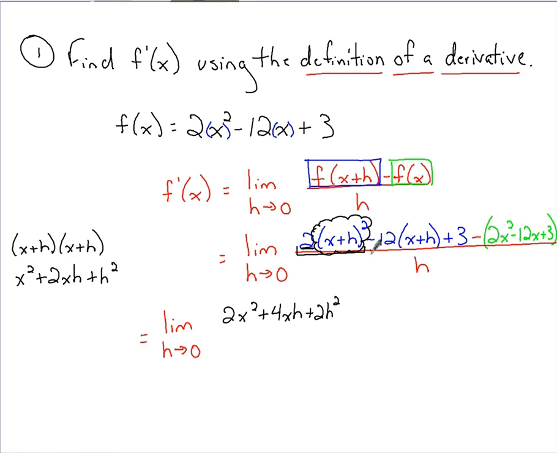With the rest of this, I'll distribute the negative 12 to begin. I get negative 12 times x, negative 12 times h, and your plus 3. I've got a negative sign here to carry through, so that becomes minus 2x squared plus 12x minus 3. A lot of signs changing, right? In the meantime, that is all over h.